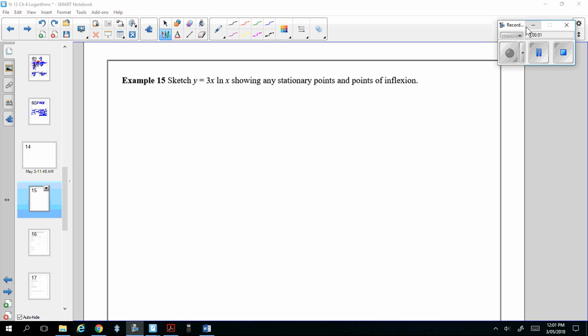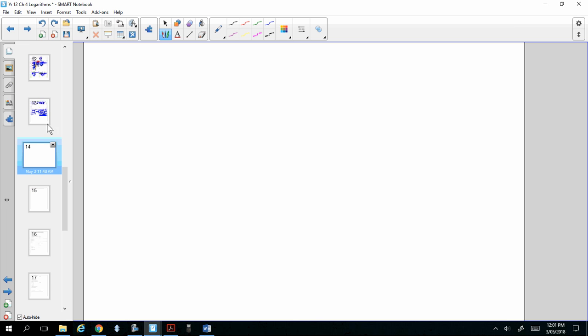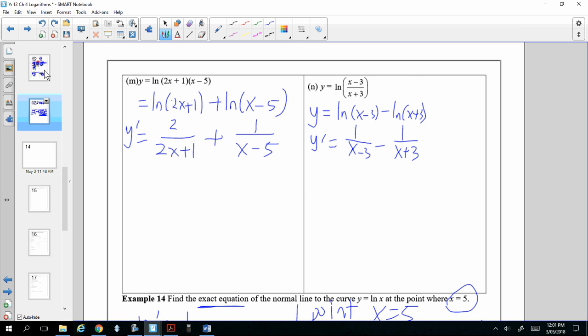We're going to continue with differentiation of logarithms. We're going to apply it to curve sketching. Before we do so, we'll just do a quick review of what we did last time.